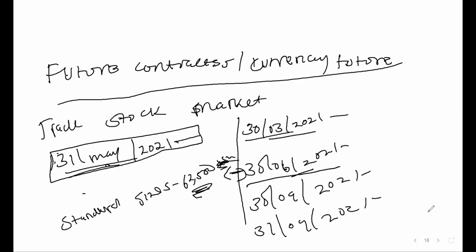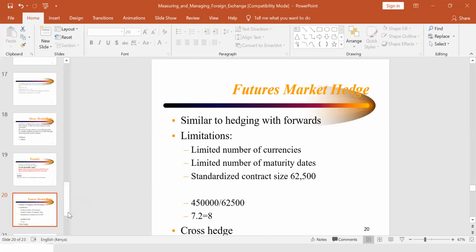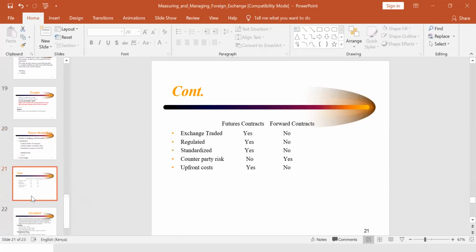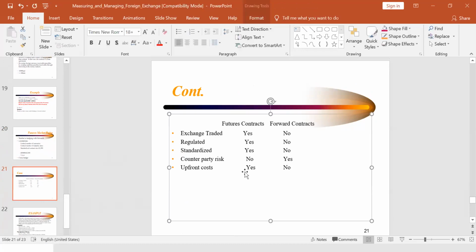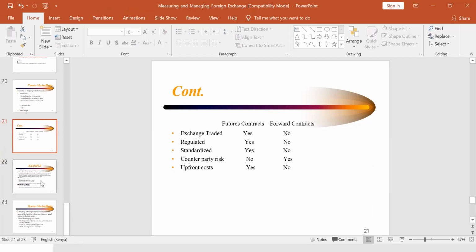So I want us to take an example, which is in the notes, on future contracts. Those are the examples, the exchange traded future contracts. Those are the differences. Future contracts are regulated, unlike forward contracts, which are not regulated. Future contracts are standardized, unlike forward contracts, which are not standardized. There's counterparty risk in forward contracts, unlike in future contracts. Then there's upfront costs. In forward contracts, there's nothing we are paying, but for the futures, you have to buy the future. So you have an upfront cost, a cost you are incurring immediately.